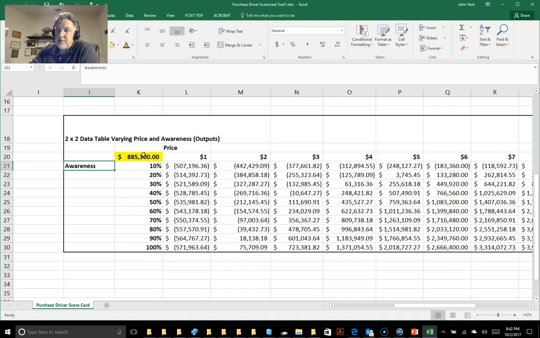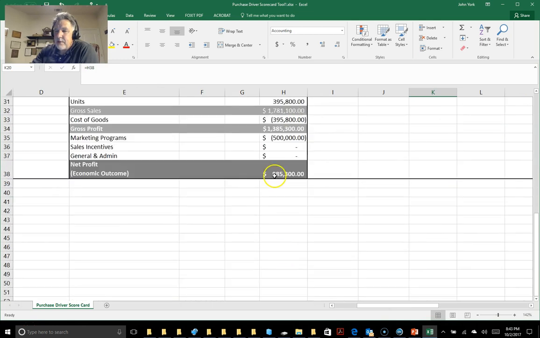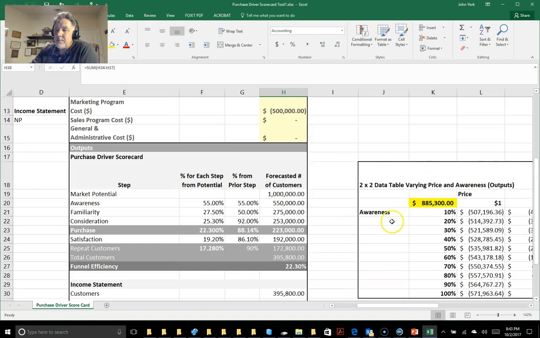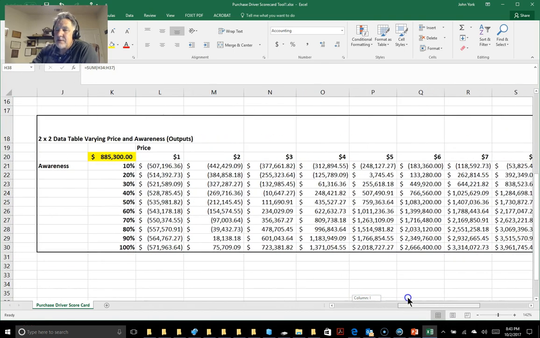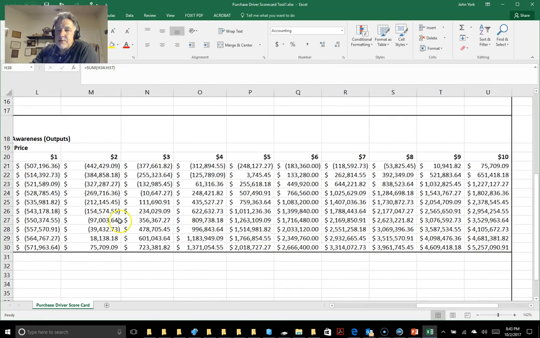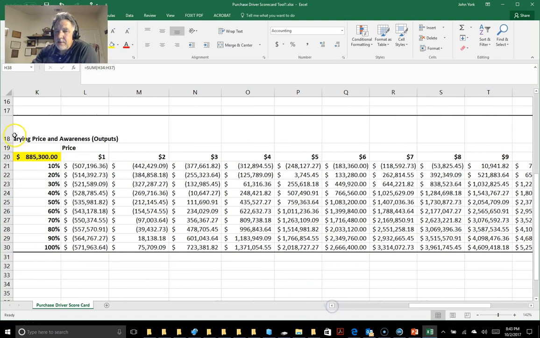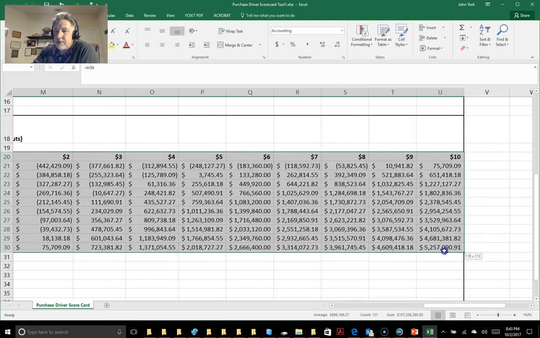So then how do you build this? So first and foremost is, you see this? This is 885. That is your active cell. That is your net profit. So you're going to have to link this cell to this cell. We're not done yet. We've built our scenarios. So we have that cell linked and these parameters that we select based on what we're increasing in our price from $1 to $10 or increasing our awareness vis-a-vis a marketing program.